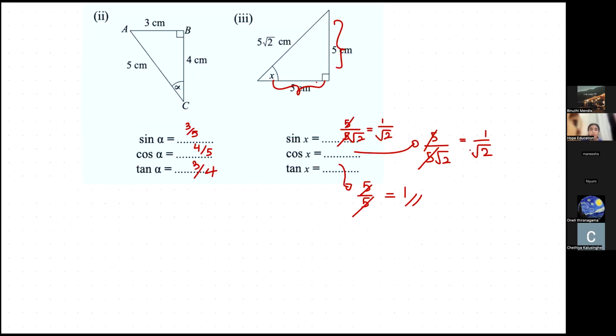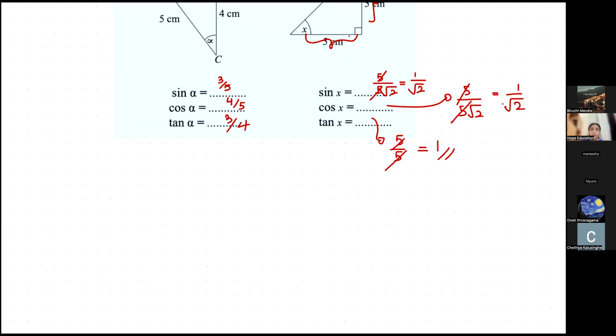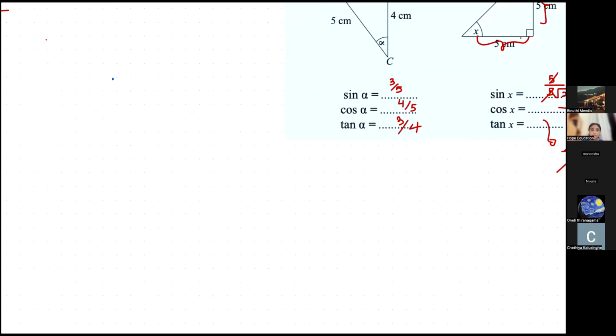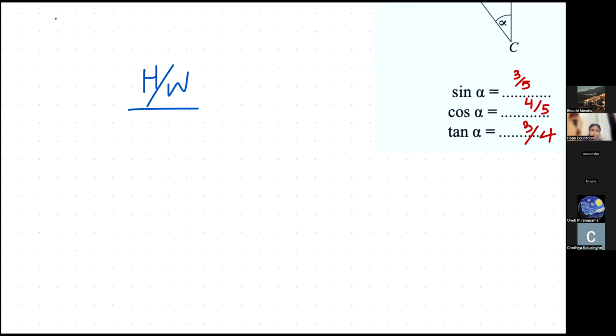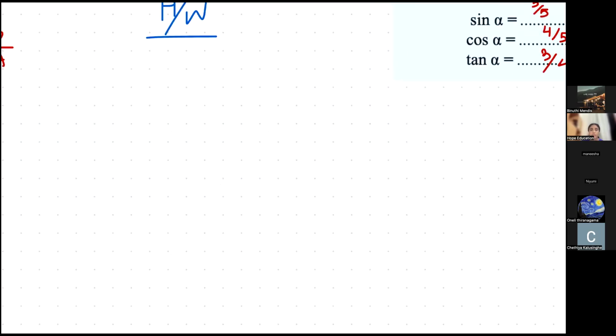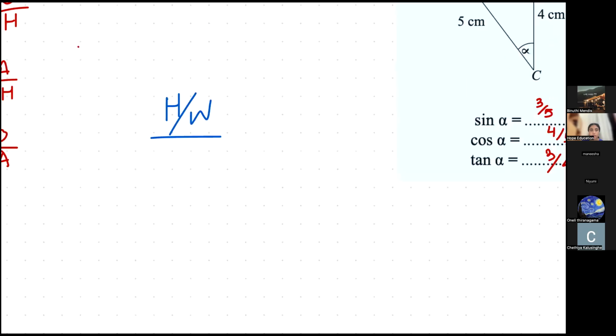Okay. Mark your homework. Mark questions 2 and 3. Question number 2 and 3 in exercise. What is that exercise? 18.2, no? In exercise 18.2, let's do question number 3 and question number 4.